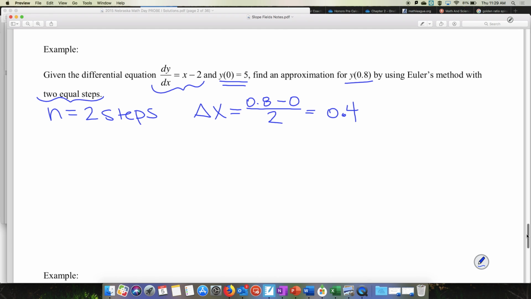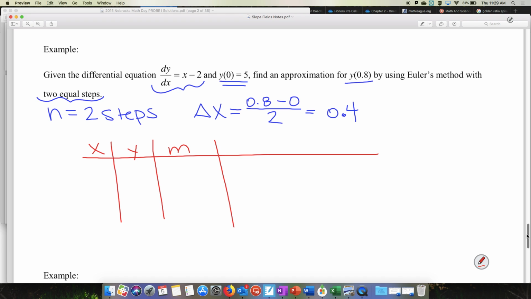Feels very similar to something that we've done in the past. Okay, so let's make our chart. Your book's not going to have this chart. The math that they do is the same. I just think that this keeps it a little bit more organized, especially if we have multiple steps that we have to take. Okay, so we start out at the coordinate 0, 5.